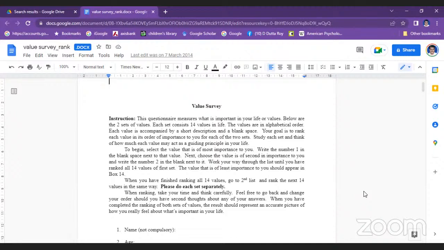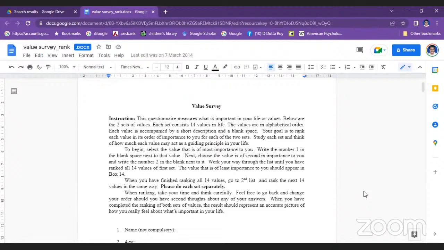When you have finished ranking all 14 values, go to the second list and rank the next 14 values in the same way. Please do each set separately. When ranking, take your time and think carefully. Feel free to go back and change your order should you have second thoughts about any of your answers. When you have completed the ranking of both sets of values, the result should represent an accurate picture of how you really feel about what's important in your life.